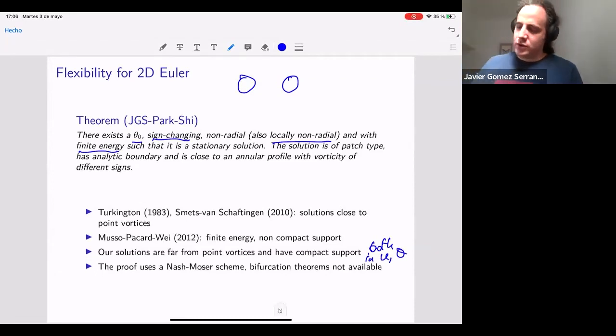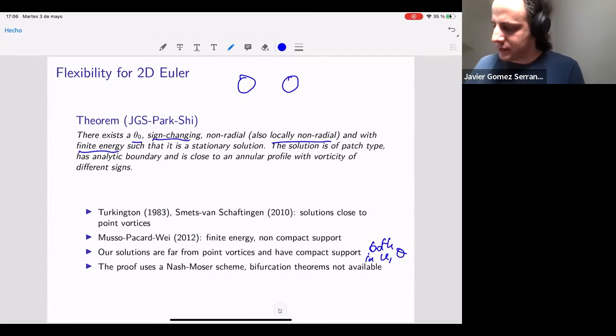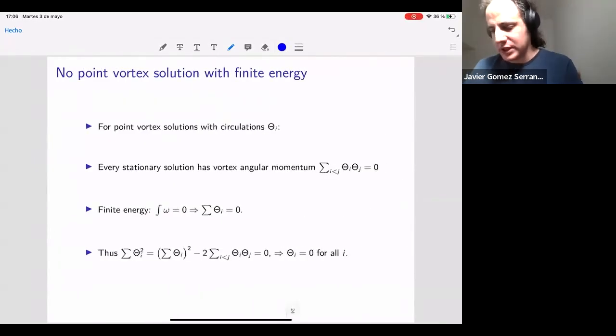Okay, and the proof is going to use a Nash-Moser scheme because the standard bifurcation theorems are not going to be available for our setting. Now let me go back to this observation of what happens if you start close to point vortices. If you start close to point vortices and you try to construct things with finite energy, the problem is that your candidates are going to be just the trivial ones.